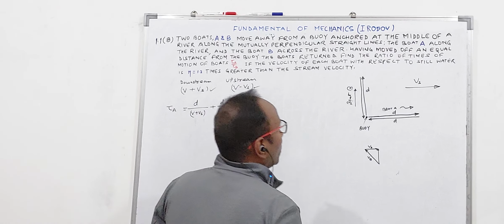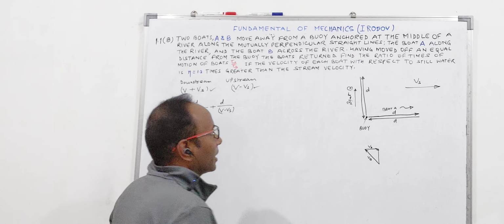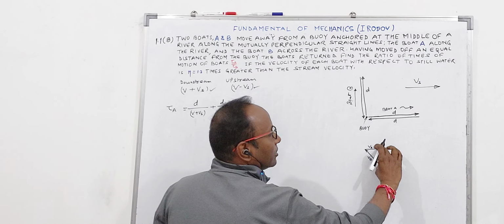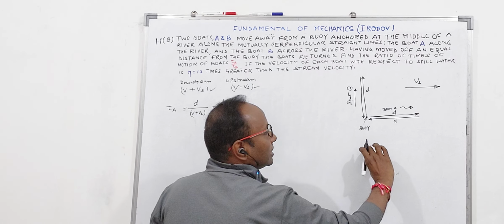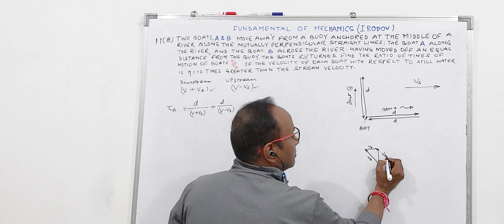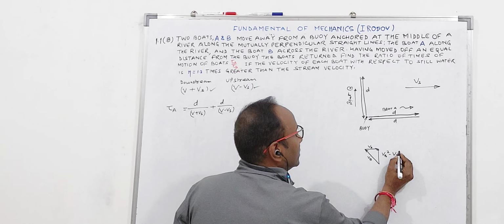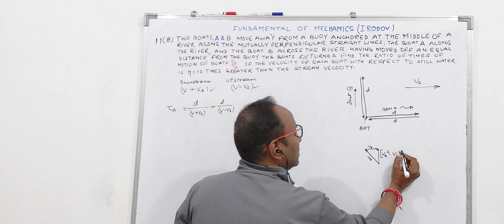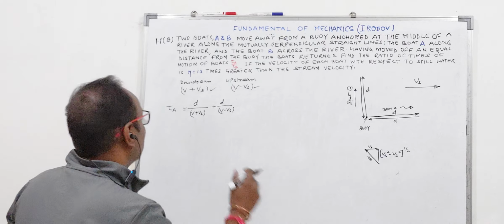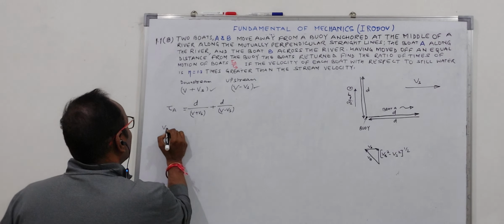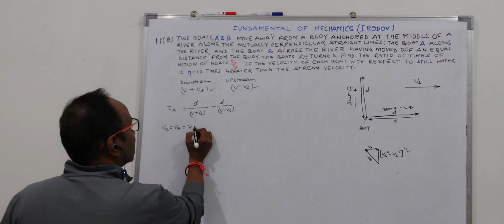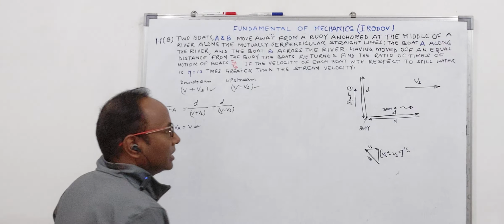Now concentrate on boat B. What is the magnitude of the resultant velocity of boat B? The resultant velocity is under root Vb square minus Vs square, right? In the question it is given that both boats have the same speed. So Vb is equal to Va is equal to V, let's say V. Okay?